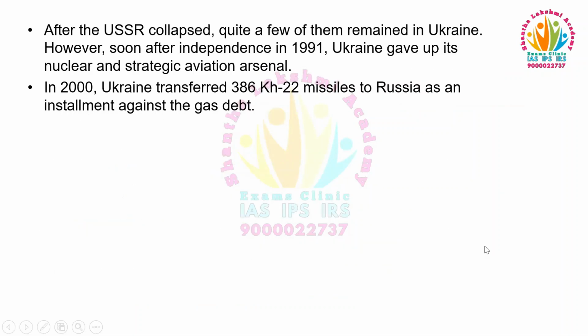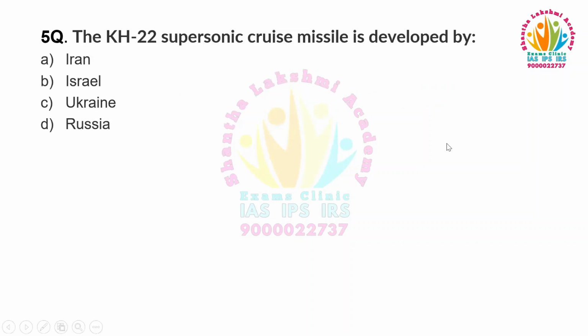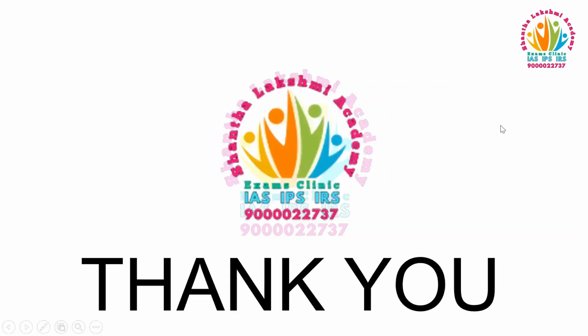After the USSR collapsed, quite a few of them remained in Ukraine. However, soon after independence in 1991, Ukraine gave up its nuclear and strategic aviation arsenal. In 2000, Ukraine transferred 386 Kh-22 missiles to Russia as an installment against its gas debt. So the answer is D, Russia. Thank you. This is today's session.